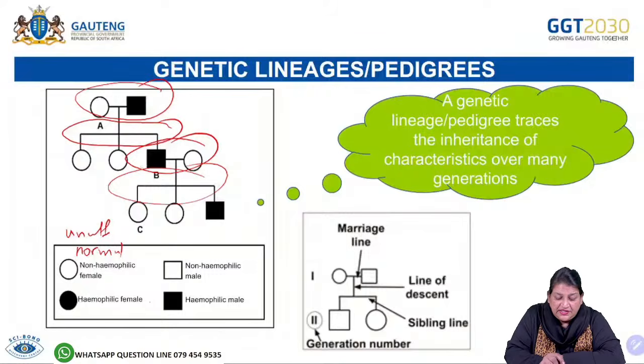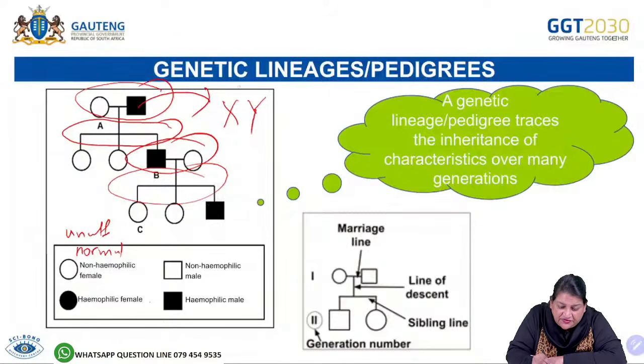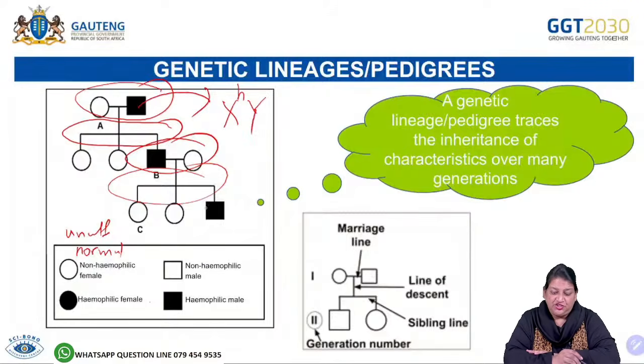So here you can see that all the females in this family are unaffected. And it's only the males that are affected, okay? And what will that be? X, Y. Let's look at the male's genotype. It's going to be XY because it's a male. And we know that because it's hemophilia, it's caused by a recessive. I can put it like that. So all these males are going to have that genotype.